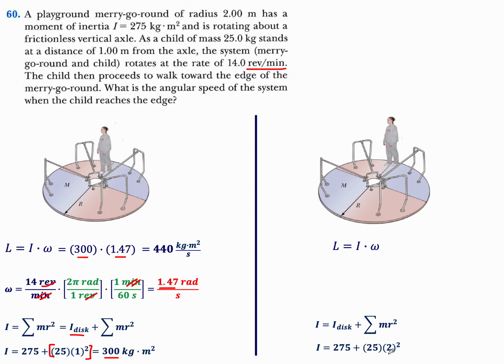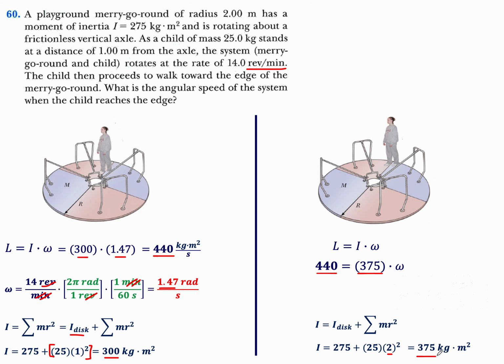The child is now 2 meters from the center, at the edge of this thing. And so 2 squared is 4, times 25 is 100, plus 275, gives us a new rotational inertia of 375. We know the angular momentum has to be conserved. It was 440 here. It's got to be 440 here. Again, that's what L stands for. I is now changed to 375 from down below.